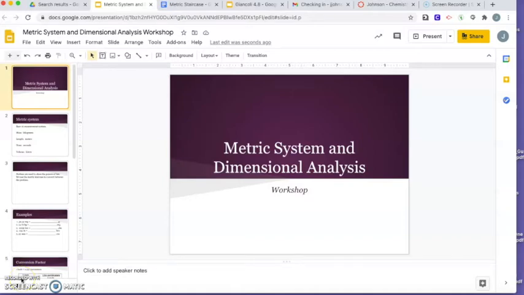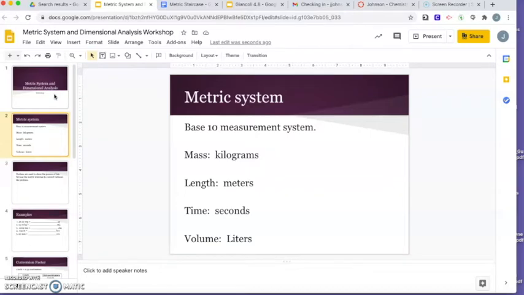All right, so we're going to look at the metric system and dimensional analysis quite a bit here. We'll take a couple days to work on this, obviously. So metric system, it's a base 10 measurement system: mass kilograms, length meters, time seconds, volume we use liters.